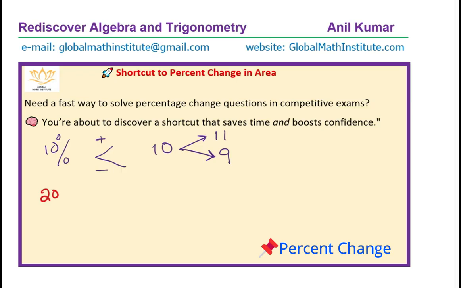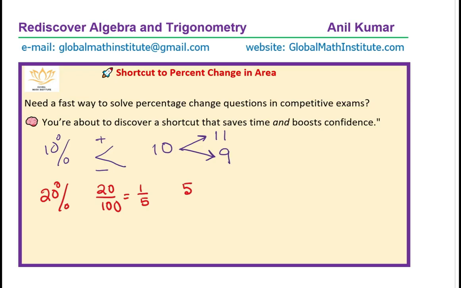Now, 20%. If I take 20%, 20% is 20 out of 100, which basically means 1 out of 5. So when 20% is there, we should see that 5 is the number which, when increased by 20%, will be 1 more, giving us 6, and decrease means 4. So a change from 5 to 6 is a 20% increase. A change from 5 to 4 is a 20% decrease. You get the whole idea.